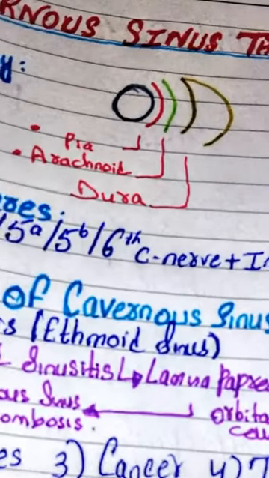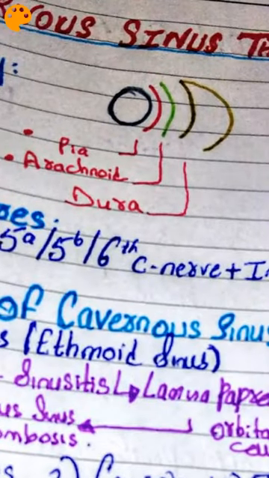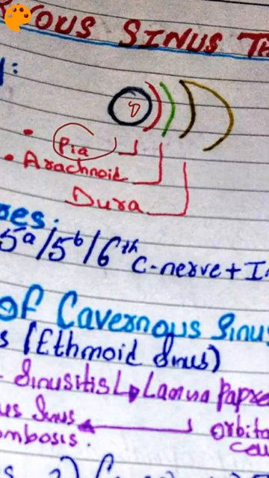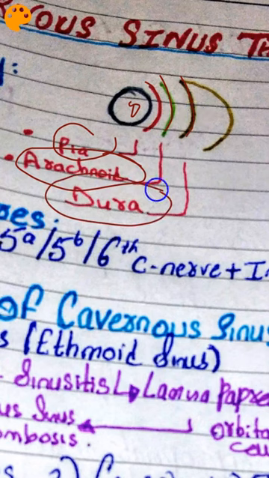Consider this is our brain. The first layer after our brain is pia mater, the second layer is arachnoid mater. These are meningeal layers, and the third and outermost layer is dura mater. Dura mater itself consists of two layers. The inner layer is called the meningeal layer of dura mater, and the outer layer is called the periosteal layer of dura mater.